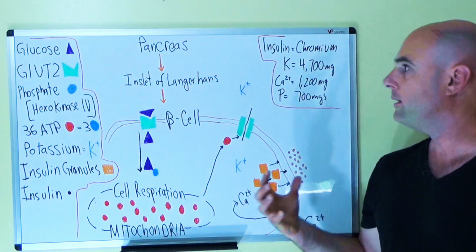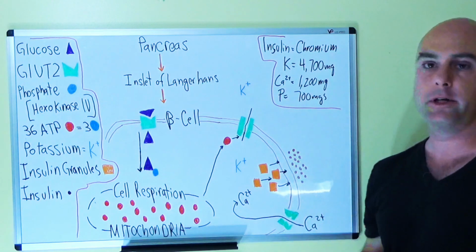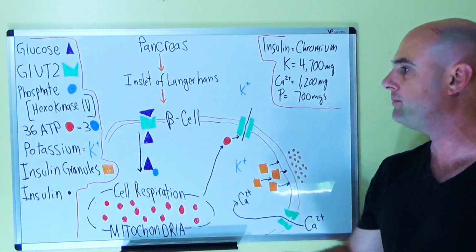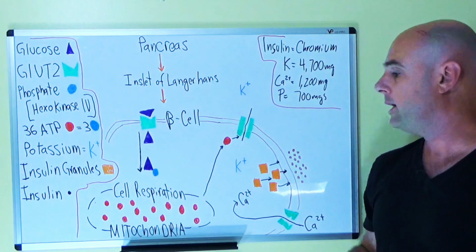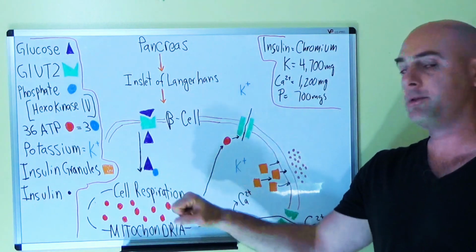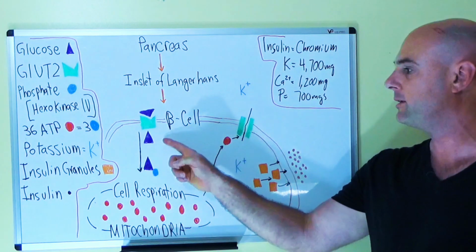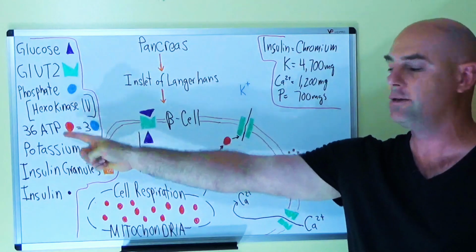Alright, so that's how we release insulin into the bloodstream. You need your potassium, your calcium, you need phosphorus for this process here, and please watch my Diabetes Part 1 video if you're interested in seeing everything that's required to turn glucose into ATP.